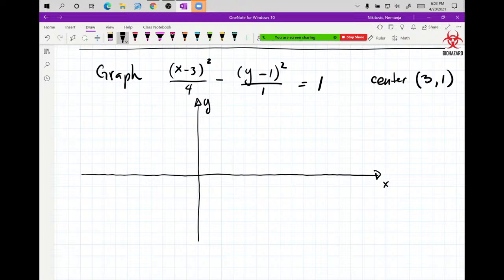All right. So now I'm going to put the center, which is 3, 1. And we are going to go 2 units to the left and 2 units to the right. That's because 4 is 2 squared.